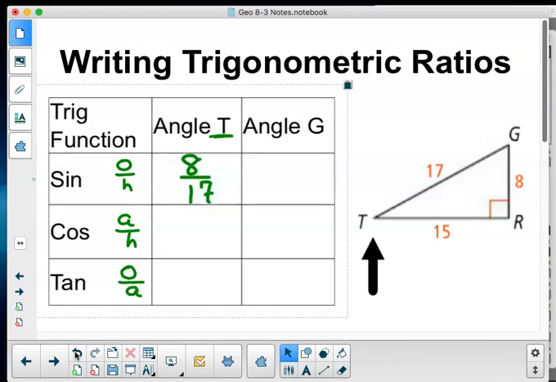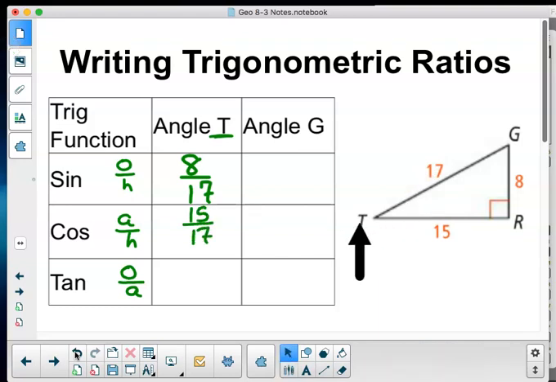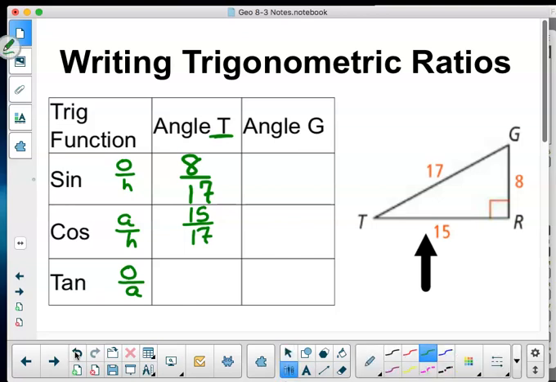Okay, so now we're looking at the other two. When you're doing the cosine, you get 15 adjacent over hypotenuse, so it's 15 over 17. Okay, and then if I'm looking at the tangent, it's opposite over adjacent, so we're looking at 8 over 15.